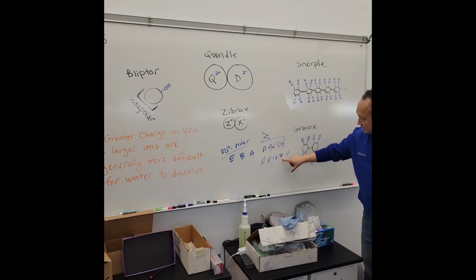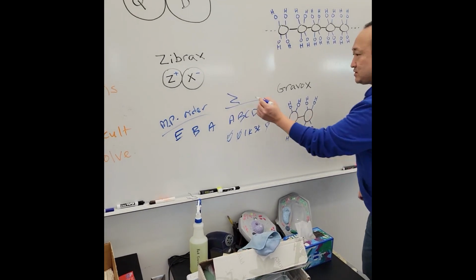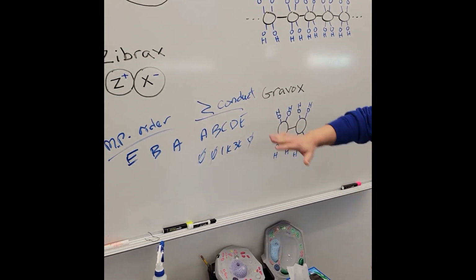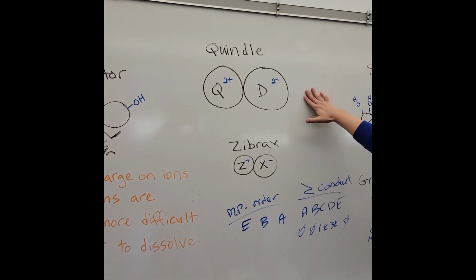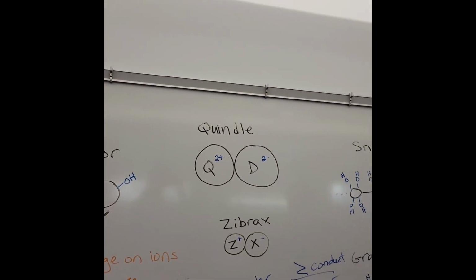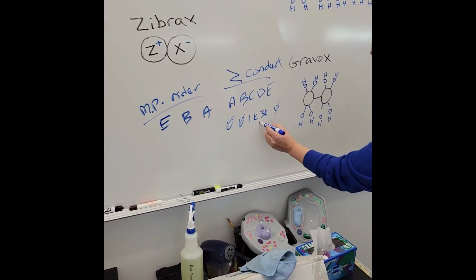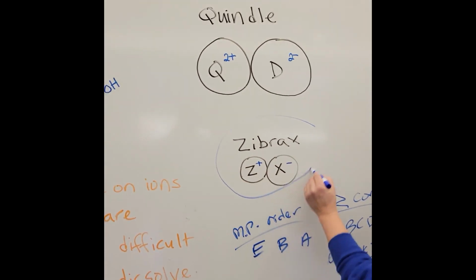We know the ones that conduct electricity must be the ionic compounds, which are Zybrax and Quindle. I discovered these this morning. All right. Now the one that conducted the most right here is going to be Zybrax. So that's going to be D.